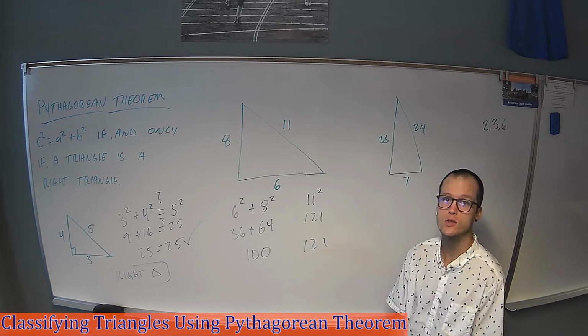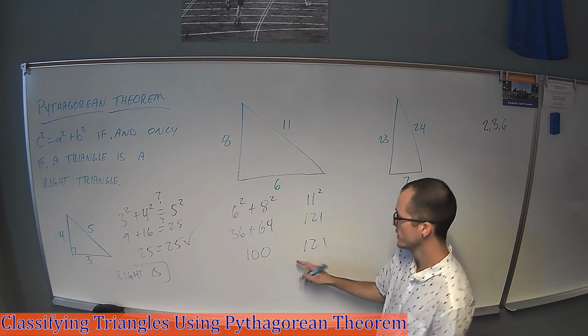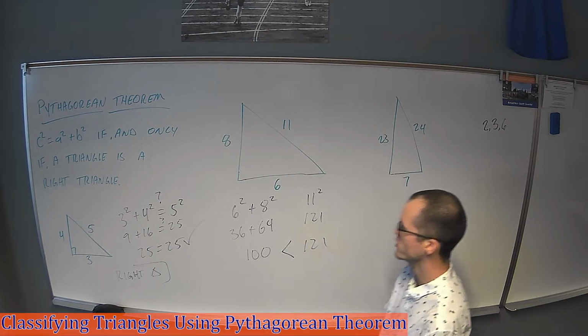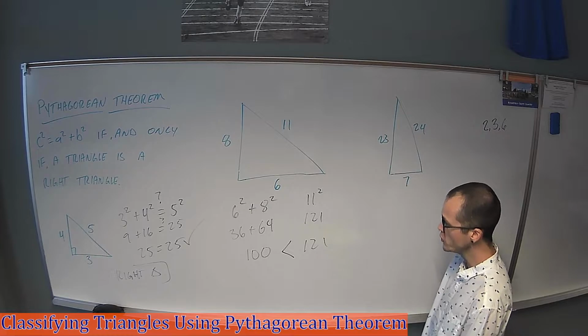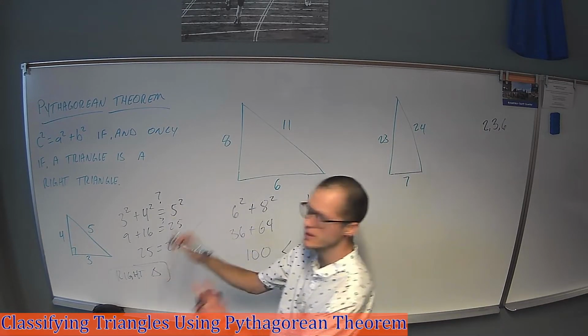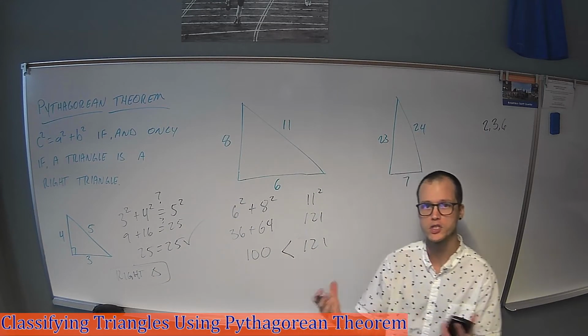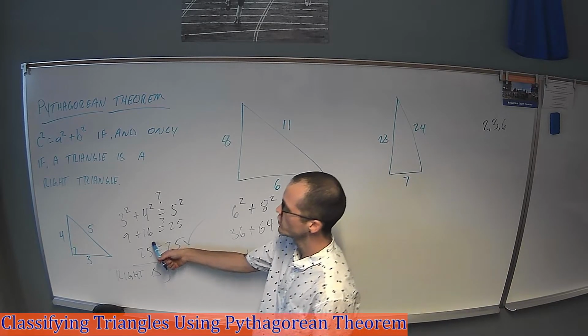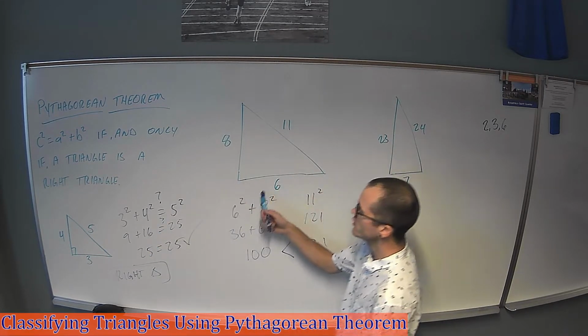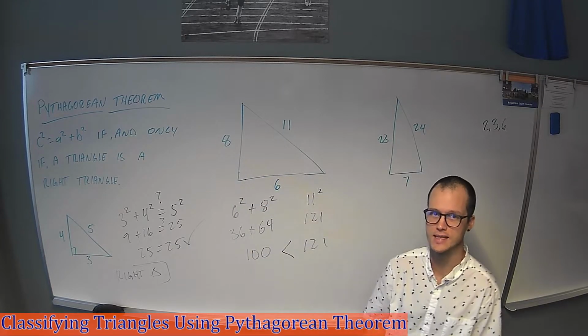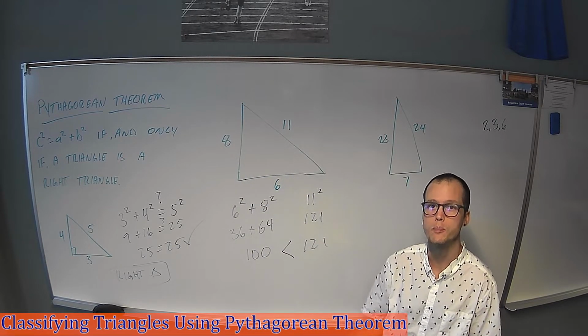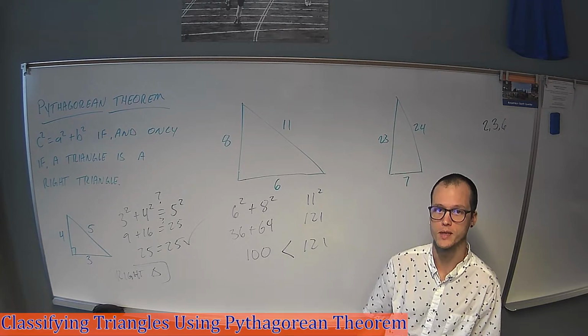I'm noticing that these two numbers are not equal. In fact, 100 is less than 121. So the major difference between these two figures, of course the numbers are slightly different, but the relationship between the numbers is that here a squared plus b squared equals c squared. Here, a squared plus b squared is less than c squared. That means c squared is even bigger than the sum of a squared plus b squared.